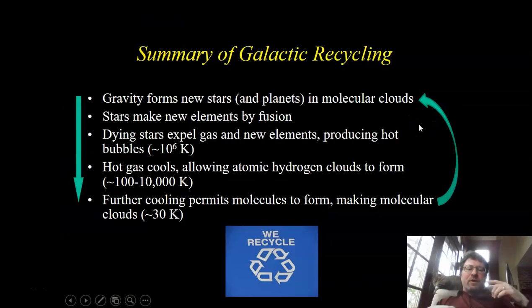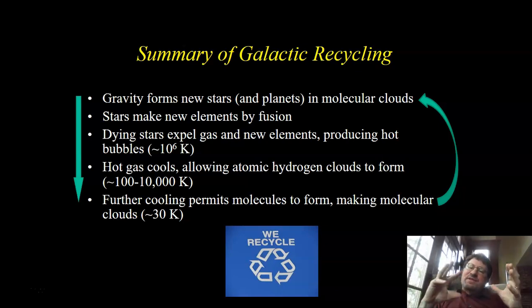So in summary for galactic recycling, stars and planets form out of these coolest gas clouds, these molecular clouds. They'll collapse down, they'll fragment, they'll form stars like I showed you previously with the Matthew Bates simulation. Those stars will start fusion. They'll make new elements, heavier elements on the periodic table. And the dying stars, either through planetary nebula or if high enough mass through supernova explosions, will put their gases back out into the surrounding space.